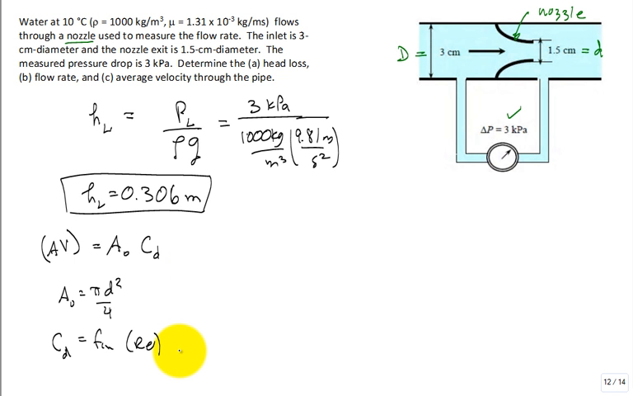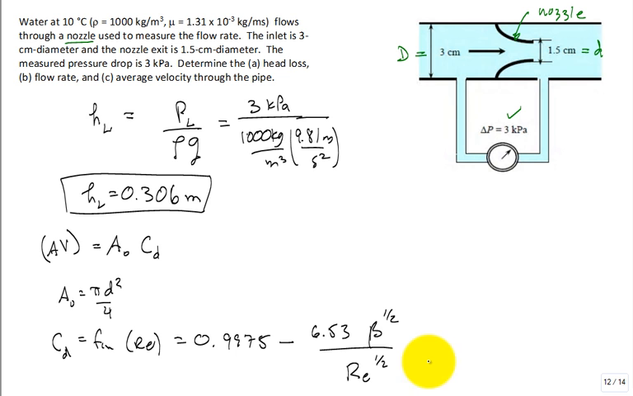For this problem, for that nozzle flow meter, that discharge coefficient as a function of Reynolds number is given on page 393 of the textbook. It's equal to 0.9975 minus 6.53 beta to the half divided by Reynolds number to the half. Okay? And beta is the ratio of diameters.